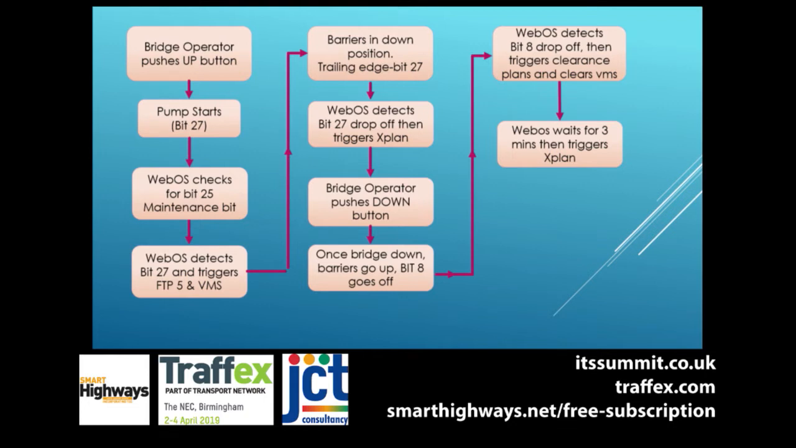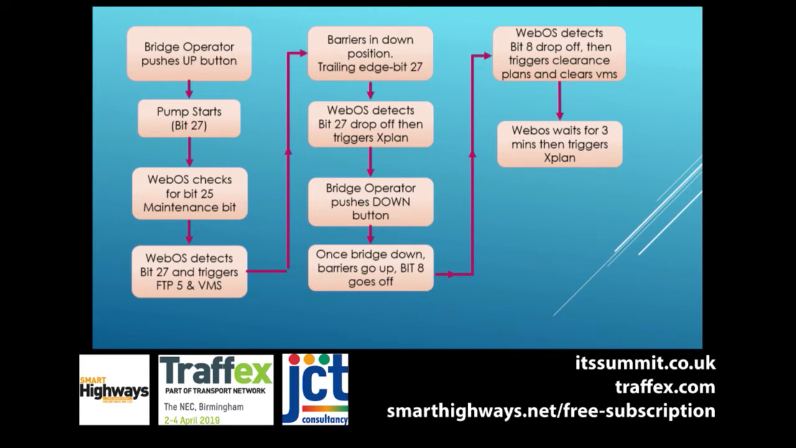WebOS detects bit 27 off, then triggers X plan, which hands it back to Scoot. So we're back on the Scoot. The reason we do that is that we don't know how long the bridge is going to be open, so we hand it back to an adaptive algorithm to handle that traffic while the bridge is open.